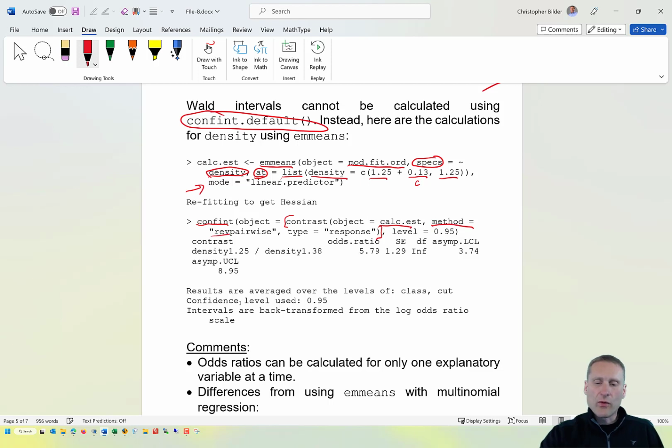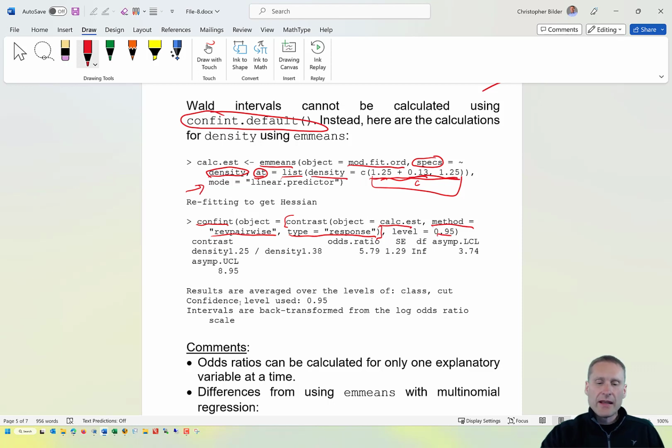Method equal reverse pairwise. What that means is that I have these two levels here of density, and instead of comparing 1.38 to 1.25 in terms of the numerator and the denominator, now I'm going to flip them and have 1.25 to 1.38 so that I have a 1 standard deviation decrease in the density. On your own, you should think about the various other ways that you could have coded this so that maybe I didn't need to put reverse pairwise there. Maybe I could just put pairwise. Okay, then I need to say type equal response.